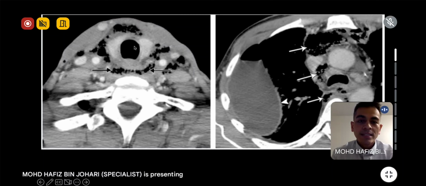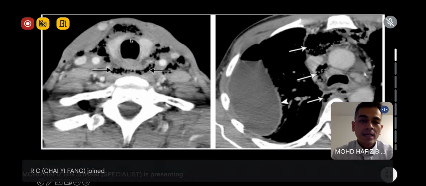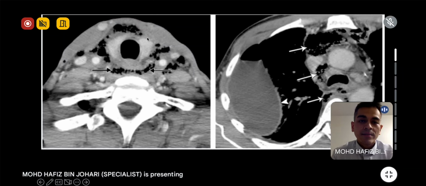This CT scan shows multiple air pockets at the retropharyngeal space here, as well as at the surrounding visceral space in the neck region. As we extend the CT scan down towards the carina, you can see the air extend all the way down to the mediastinum. So this is an example of a case of acute necrotizing mediastinitis.